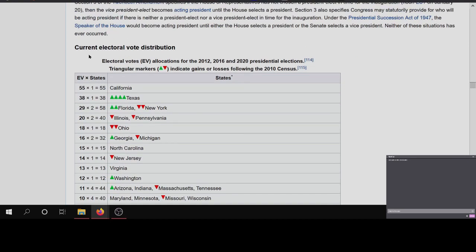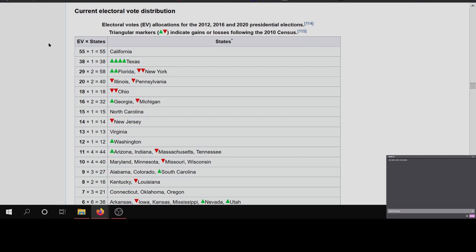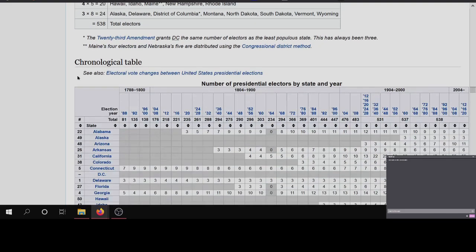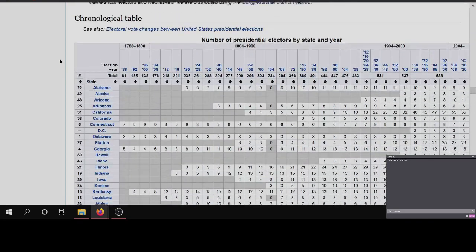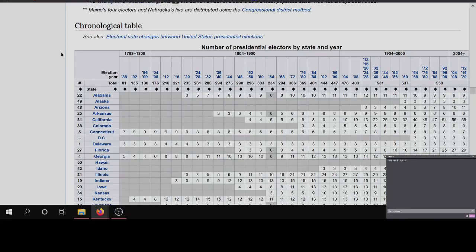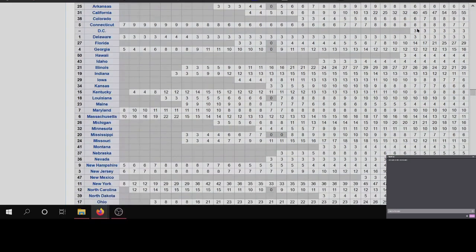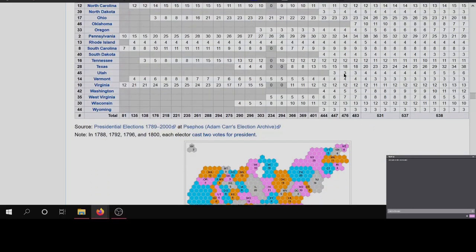Then you have the current electoral vote distribution, all these numbers, green, red, and maps. Then there's the chronological table. So I'm not going to read this. You can just go to the Wikipedia page and look it up. In fact, let me just share this link to the chat.